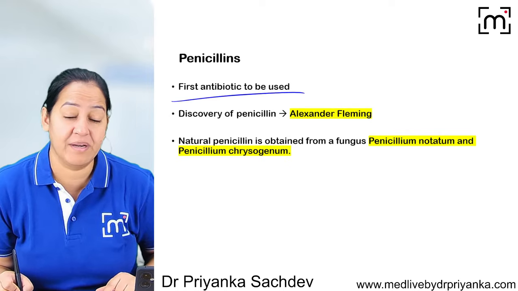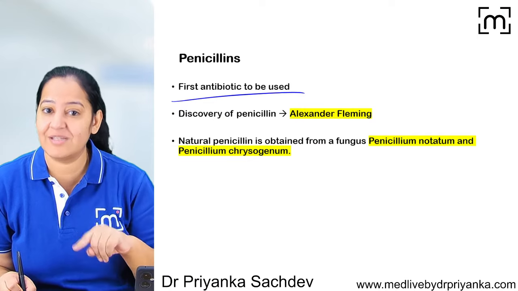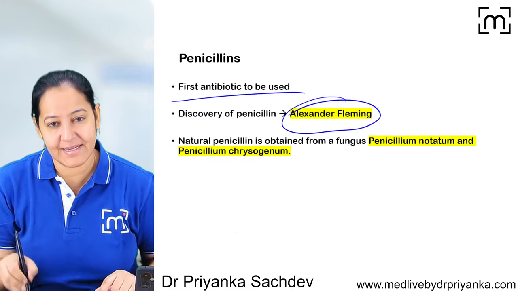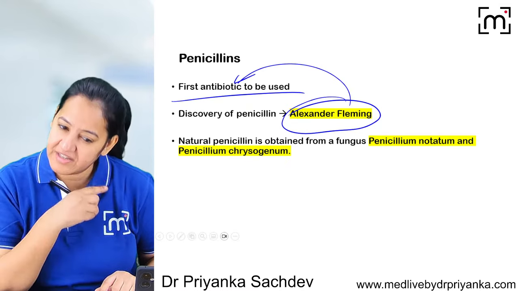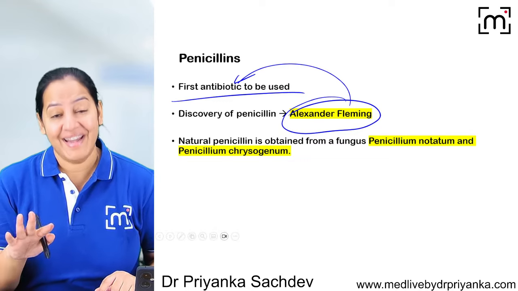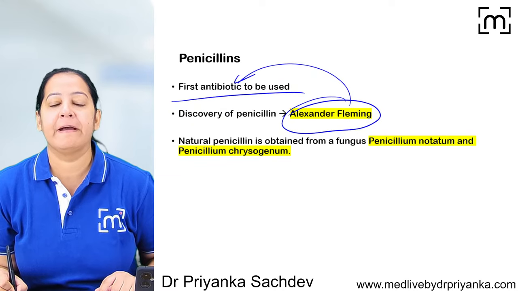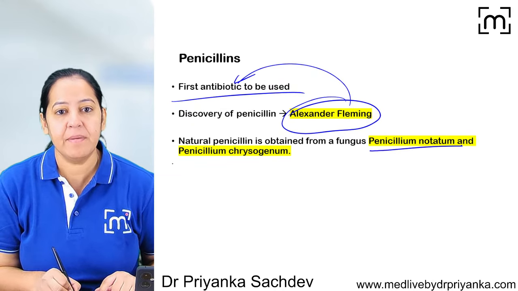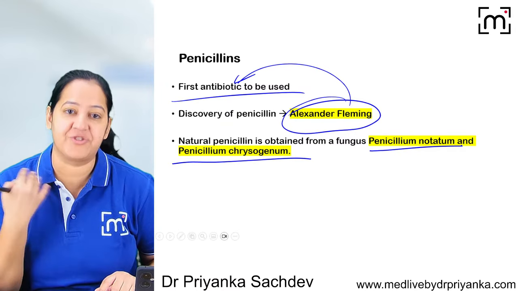Penicillin is the first antibiotic to be discovered in this world. The great scientist who discovered penicillin is Alexander Fleming. That's why Alexander Fleming is known as the father of antibiotics. He discovered the first antibiotic, and the name of that antibiotic is penicillin. It is obtained naturally from a fungus. The names of the fungus are Penicillium notatum and Penicillium chrysogenum. This is the fungus from which we obtain the natural penicillin.